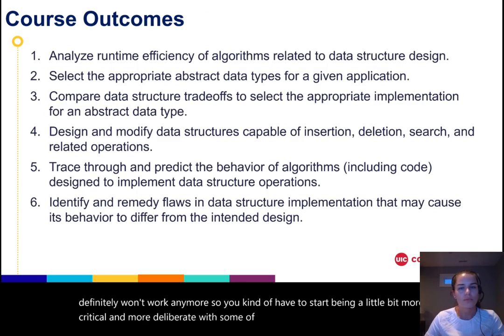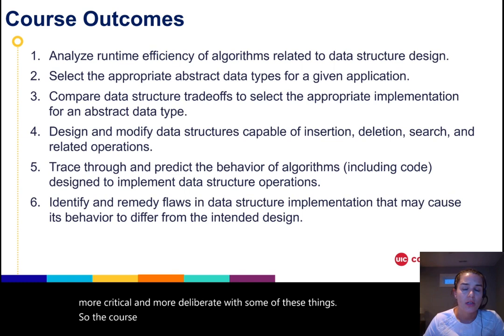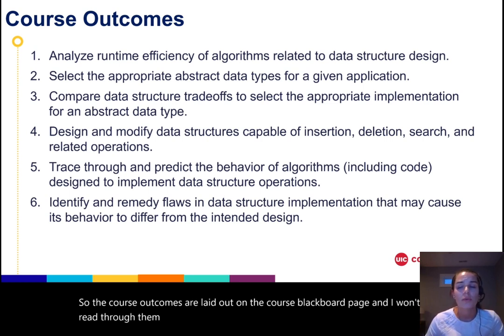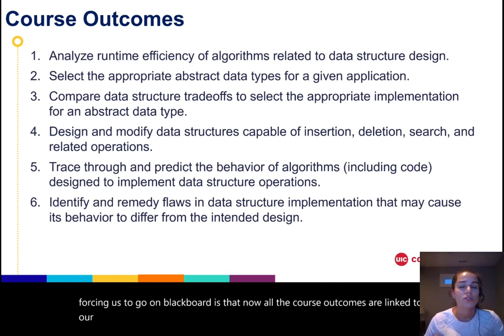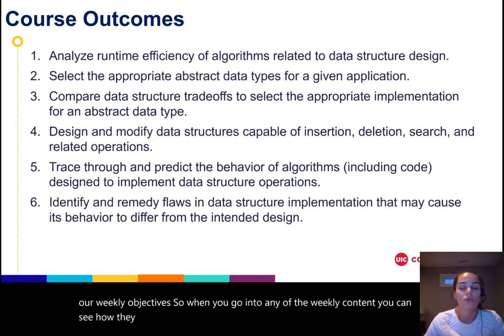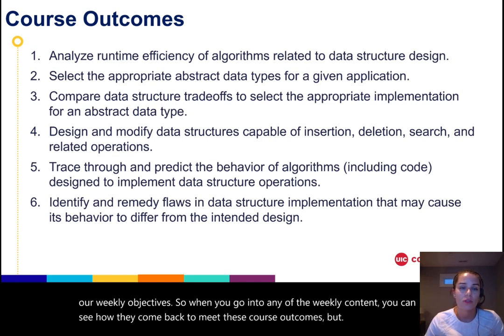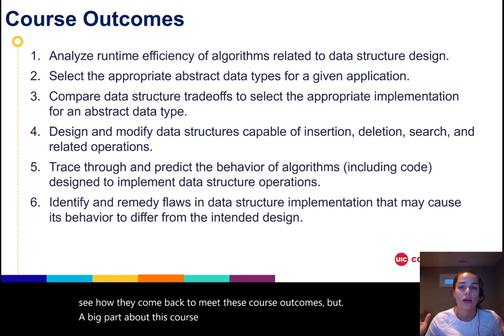So the course outcomes are laid out on the course Blackboard page. And I won't read through them, but this is what they are. One of the things that's nice about forcing us to go on Blackboard is that now all the course outcomes are linked to our weekly objectives. So when you go into any of the weekly content, you can see how they come back to meet these course outcomes.